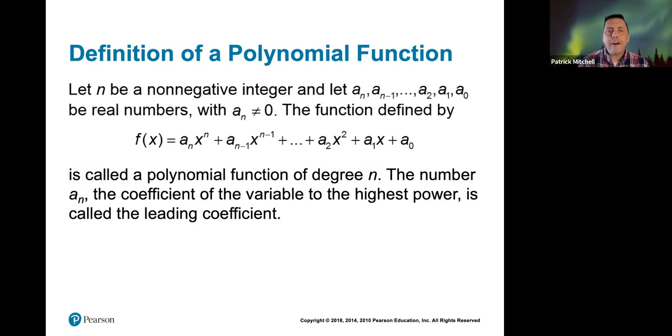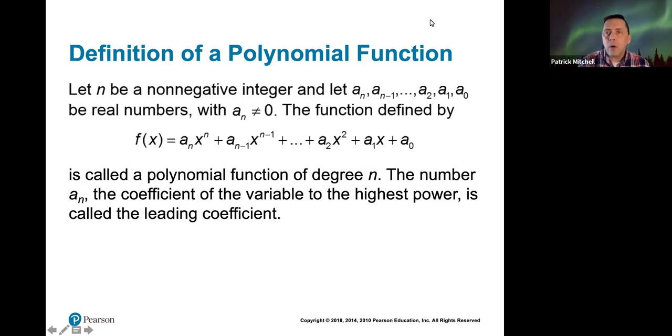Then the function defined like this, f of x equals a sub n x to the n plus a sub n minus 1 x to the n minus 1, and so on, plus a2 x squared plus a1x plus a0 is called a polynomial function of degree n. The number a sub n, which is the coefficient of the variable to the highest power, is called the leading coefficient.